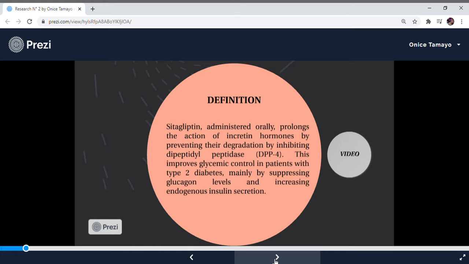Definition: sitagliptin, administered orally, prolongs the action of incretin hormones by preventing their degradation by inhibiting DPP-4. This improves glycemic control in patients with type 2 diabetes, mainly by suppressing glucagon levels and increasing endogenous insulin secretion.